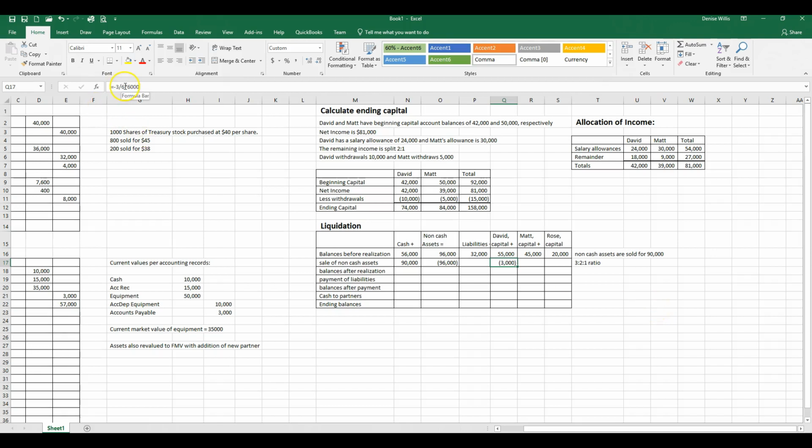3 out of 6 we know is also the same as 50%. You need to be able to take a ratio and figure out what percent it is also. So this 3 to 2 to 1 ratio, the first partner is getting 50%. We move on to Matt here.